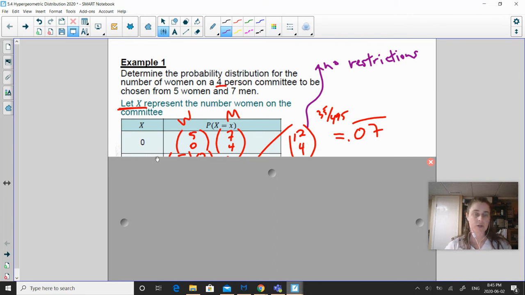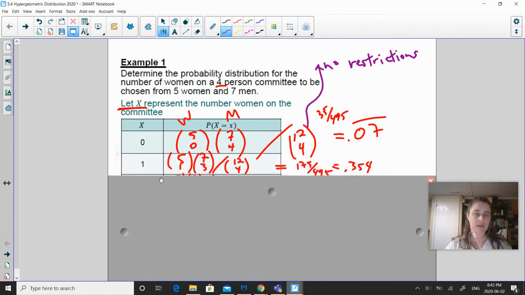So then we're going to adjust it slightly. What if you end up with 1 woman on the committee? So that would be a 5 choose 1, that's your 1 woman, times a 7 choose 3. So then if there's 1 woman, there must be 3 men. And it's still a 12 choose 4 on the bottom. So then that'll be 175 out of 495, and that would equal 0.354.